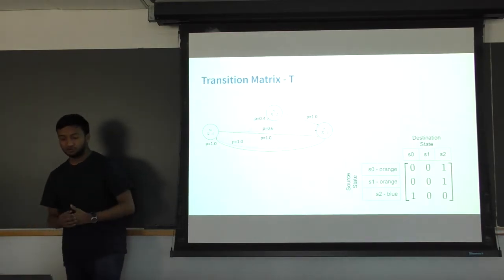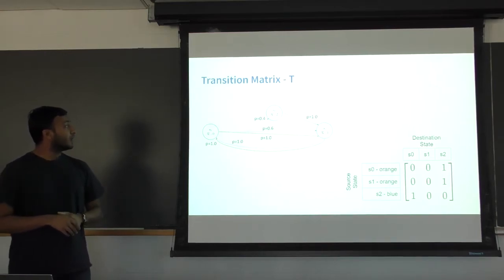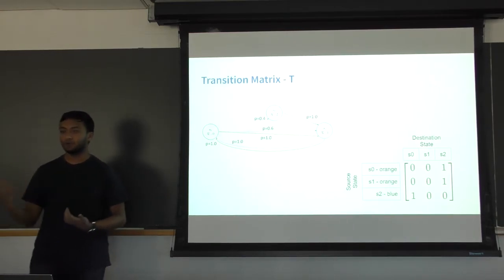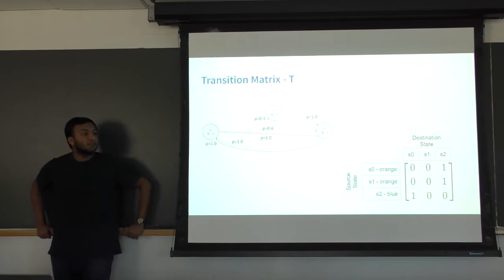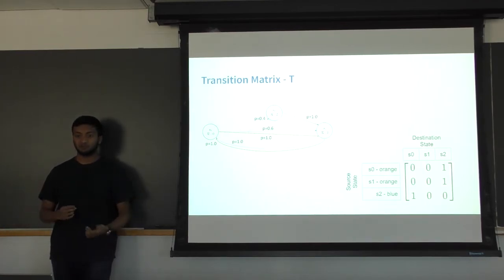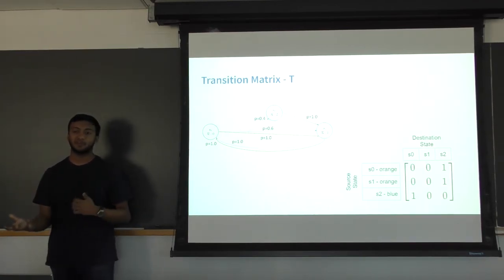And then from there, we need to introduce the concept of a transition matrix. The transition matrix is kind of what we've been talking about, where it defines how we can move through our state space, right? If we're at one state, what can we do to get to other states?